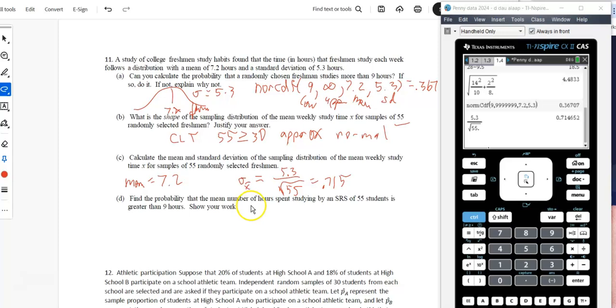Find the probability that the mean number of hours spent studying by an SRS sample of 55 students is greater than 9. So very common on this kind of question, we're going to use the two values that are given to us. We know the mean is 7.2. We know the standard deviation of X bar is 0.715. And more than 9? So 9 is right here. It should be a little different than the first time because we have a different standard deviation. So I'm just going to copy and paste this and change the standard deviation to 0.715.